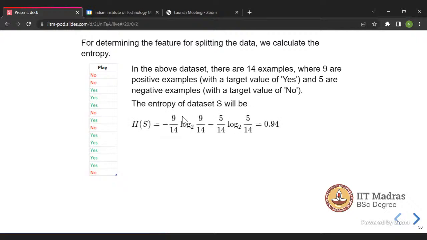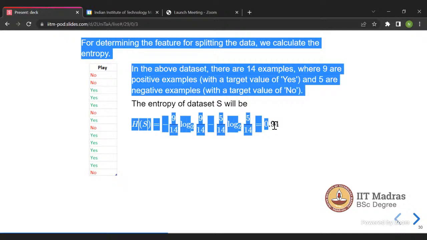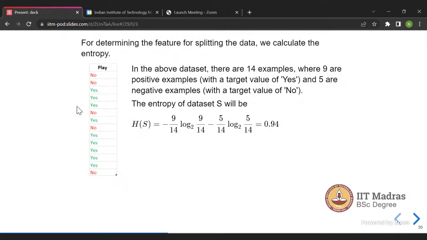So the proportions are 9 by 14 and 5 by 14. The entropy of the data set is going to be minus 9 by 14 log 2 of 9 by 14, and similarly for the other class, which comes to about 0.94. Look at this value; it is very high, close to 1. So it means that there is randomness in the data set. Because with 14 examples the mid value is 7, and 5 belong to class no and 9 belong to class yes, so you can say there is higher randomness in the data set.